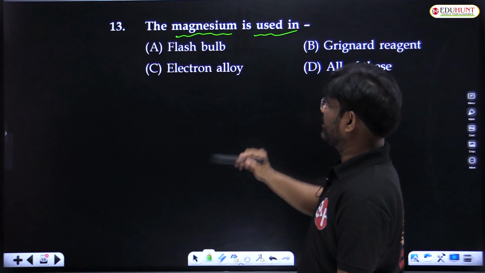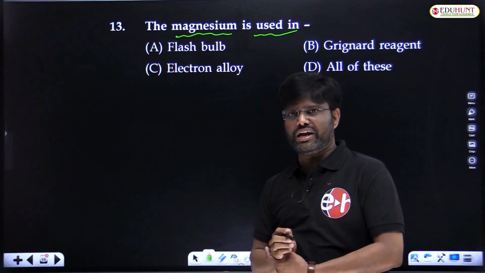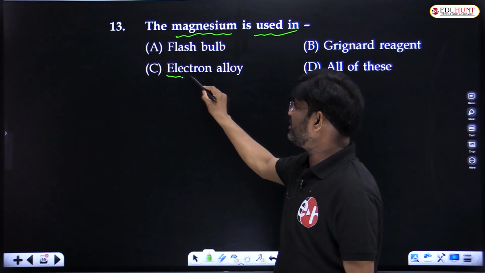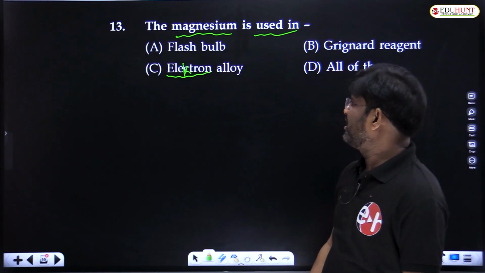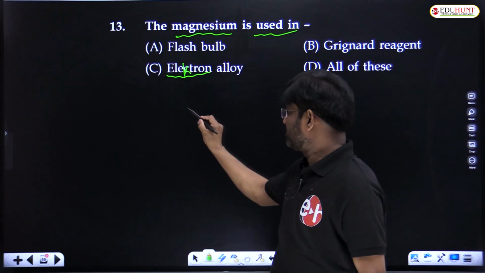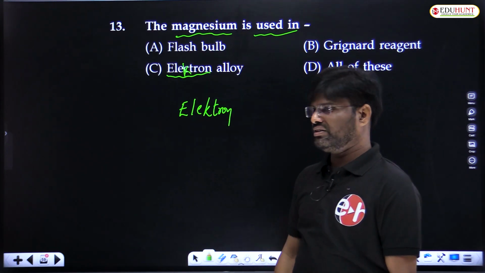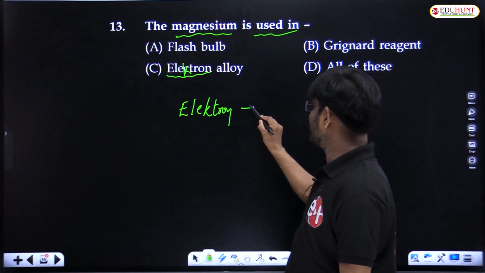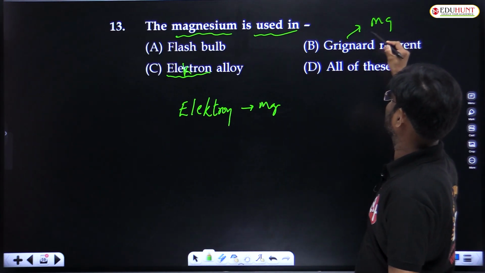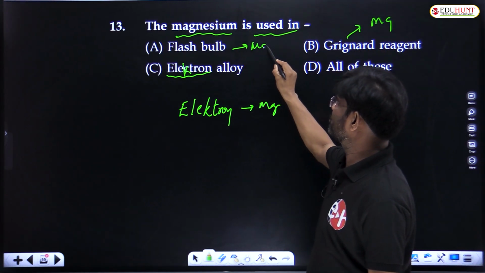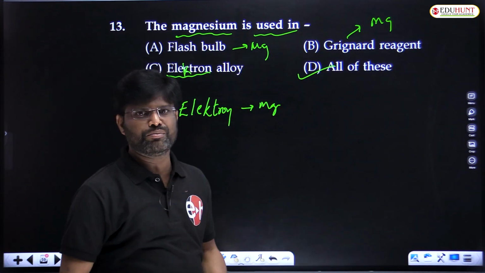Magnesium is used in flash bulbs and Grignard reagent and electron alloy. So electron is an alloy. Actually here, capital letter, this is ELEKTRON. This is correct. Electron is an alloy. So which metal is present? Magnesium is present. And Grignard reagent we will use magnesium metal. Flash bulbs also magnesium metal is used. So answer is all of the above.